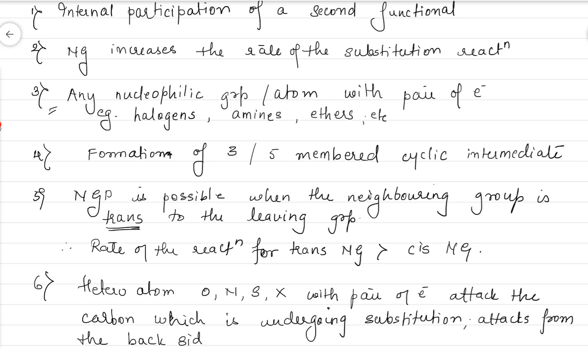So similarly, the NGP is also, what exactly is happening? The group is pushing that leaving group from the backside. So if anyone pushes you from the backside, you will fall very easily. The same thing happens with these atoms also. So if a group is there which is trans, it will push it from the backside and the group will fall down. Fall down in the sense it will leave faster and you will get a cyclic intermediate.